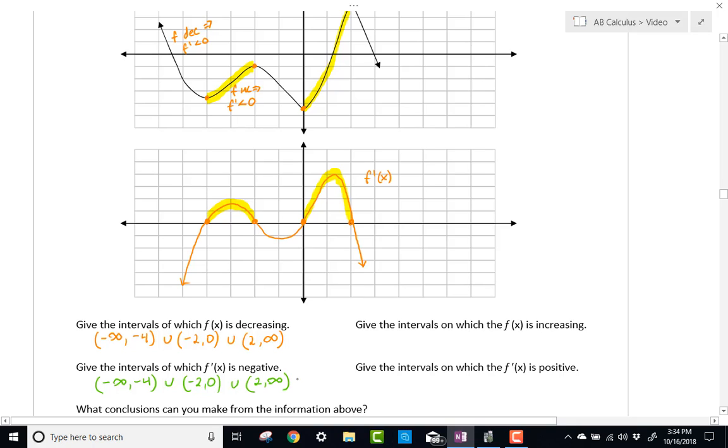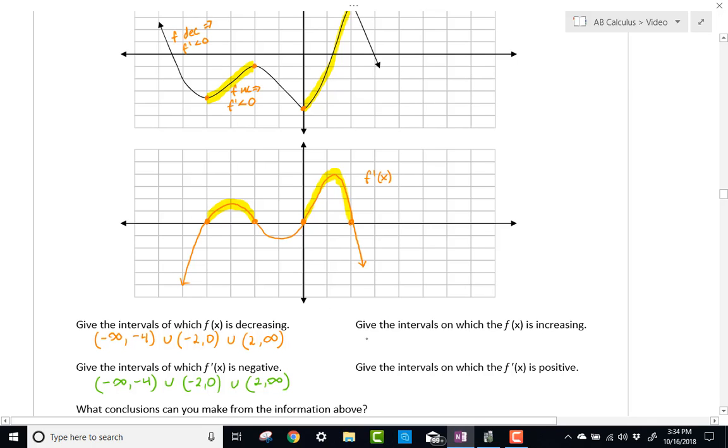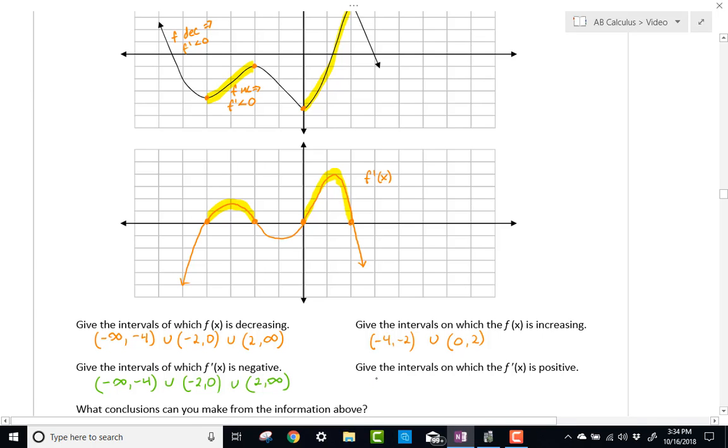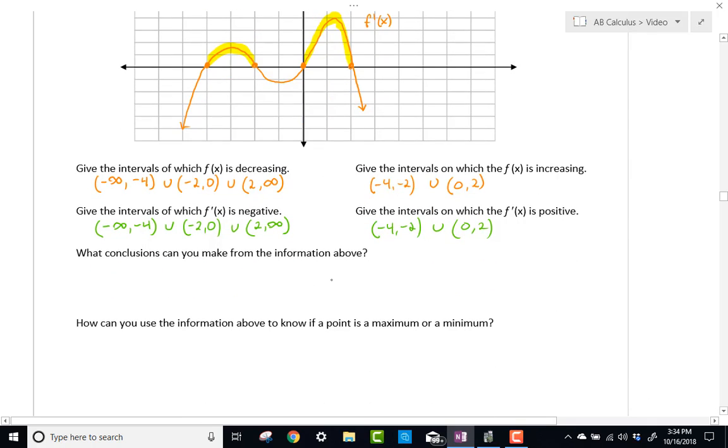All right? So you can definitely see the correlation when you highlight the graphs and take a look at both parts. F of x is increasing from -4 to -2 and from 0 to 2. So guess what? F prime of x is positive on those exact same intervals, -4 to -2 and 0 to 2. And again, I think that's pretty obvious by the highlighting I've done on that graph that those are exactly the same.